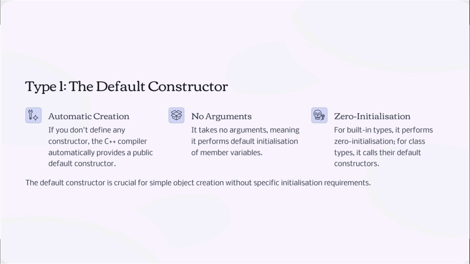Zero initialization: for built-in types, it performs zero initialization; for class types, it calls their default constructors. The default constructor is ideal for simple object creation without specific initialization requirements.